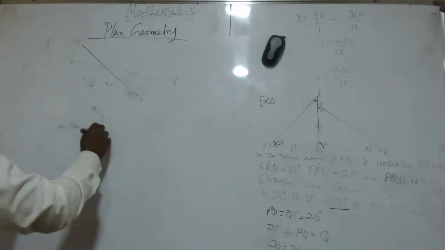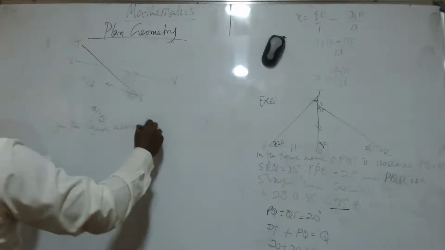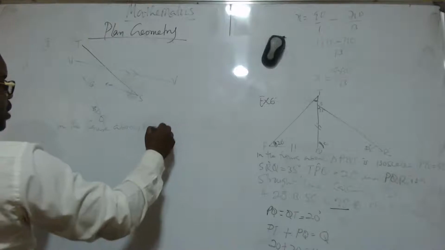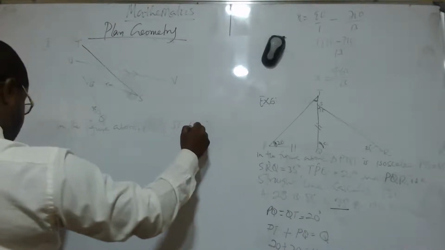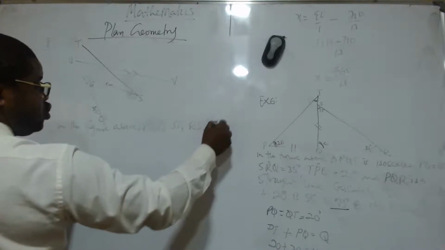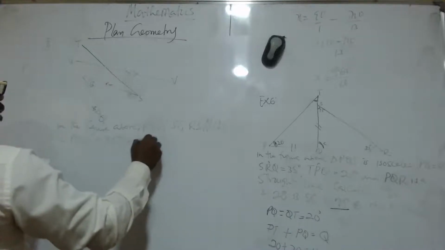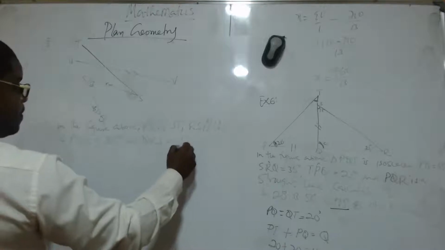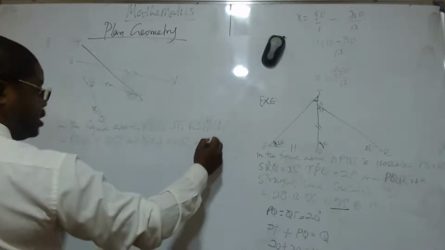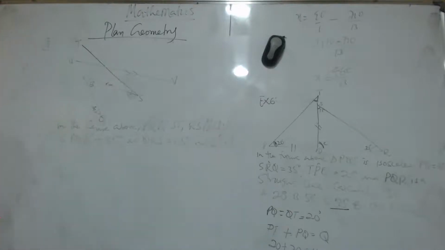In the figure above, PQ is parallel to ST. Then SR is parallel to UV. And QRS is equal to 65 degrees. Find STV.